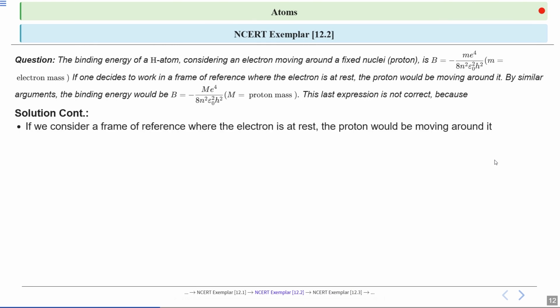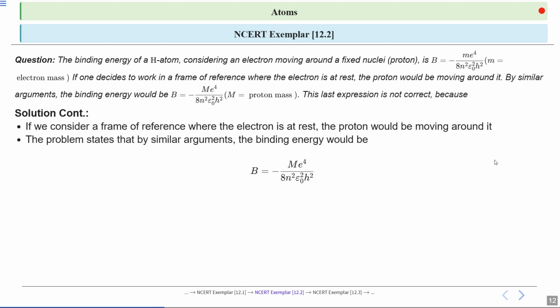Let's examine what happens if we choose a frame where the electron is stationary. In this case, the proton would be moving around the electron, which is the opposite of the usual picture. The problem suggests that by using similar reasoning, we might write the binding energy as B equal to minus capital M e raised to power 4 upon 8 n square epsilon naught square h square.